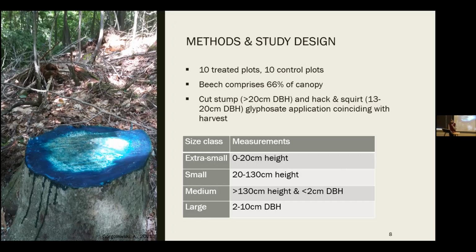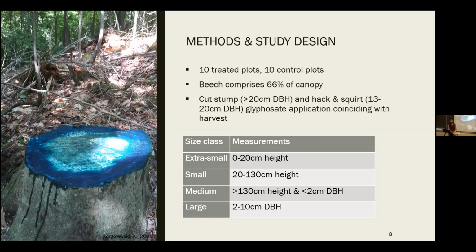That's the glyphosate solution. This is called the cut stump application. And this was carried out in all treatment plots on all beech trees larger than 20 centimeters diameter at breast height. Another treatment that was also used is hack and squirt, also using the same glyphosate application. And this took place on trees between 13 and 20 centimeters diameter at breast height, where you take a sharp tool or a hatchet and you cut lesions around the stem of the tree, and then you spray the glyphosate application into these lesions.